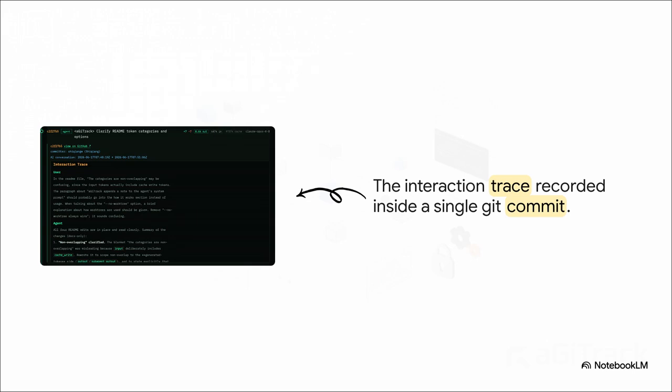When you inspect an aGiTrack commit, either on GitHub or in your terminal, it reveals the entire interaction trace. This is a total game changer. It permanently attaches exactly what you prompted the AI to do and the exact response the agent gave, right to the code diff. So, 6 months from now, if you're wondering why a function was written a certain way, the entire conversation is permanently preserved right there in the commit body.